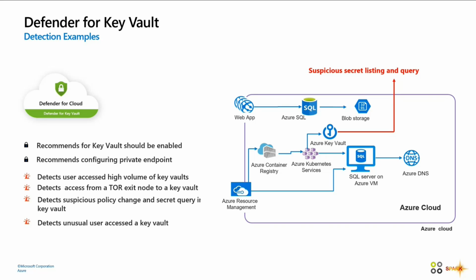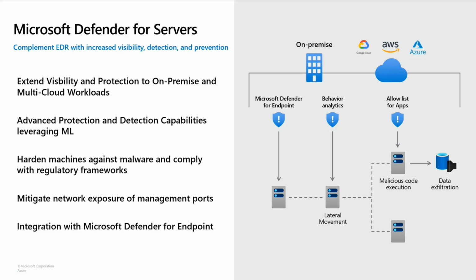And you can obviously take action after that to reset or roll the secrets, or get rid of them and update them. In our documentation, we have really good step-by-step guidance on what to do when you have one of those alerts. Now, Defender for Servers is probably the one that gets the most attention.